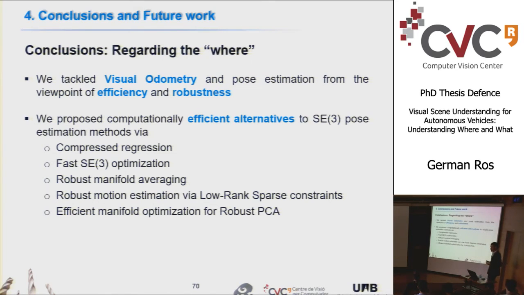We are able to compute efficiently motion models over SC3, okay? And we have done this via compressed regression, fast optimization using manifold averaging, and also through the proposal of alternative models using robust PCA, fixed-rank manifold optimization, and so on.